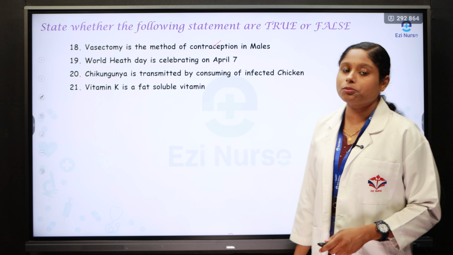So next one is World Health Day is celebrating on April 7. So next question or the 20th question is chikungunya is transmitted by consuming of infected chicken and vitamin K is a fat soluble vitamin. So these are the 4 statements. You need to write either it is true or false.